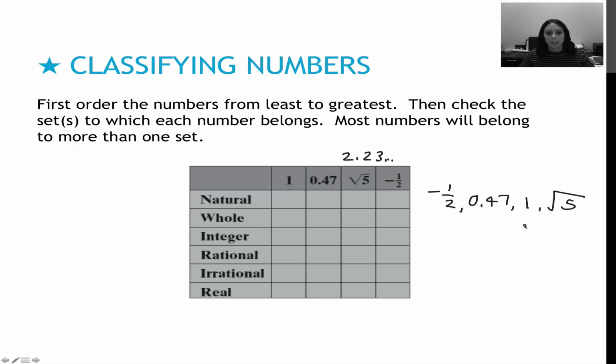Now looking at their classifications, 1 is a counting number, which means it's natural, whole, integer, rational. Once it's natural, it's all of these. And then of course it's real. 0.47 or 47 hundredths can be written as a fraction. The fraction is 47 over 100. So that is rational and real. My next one, radical 5. When I found radical 5 in my calculator, it was 2.23, and then it just kept going with no pattern. So that makes it irrational, and of course also real because everything is real. And then negative 1/2. Negative 1/2 is written as a fraction, so it's rational, and anything is real.